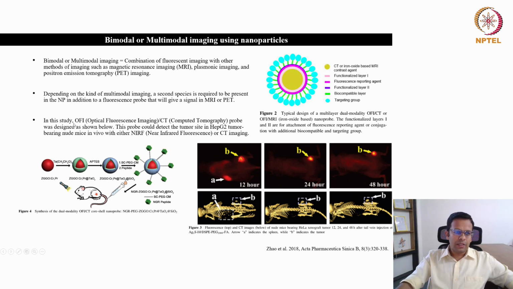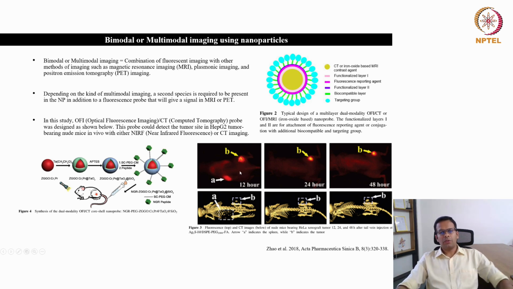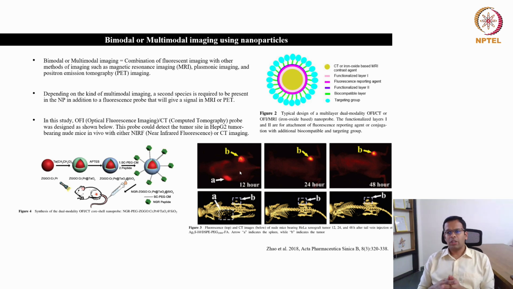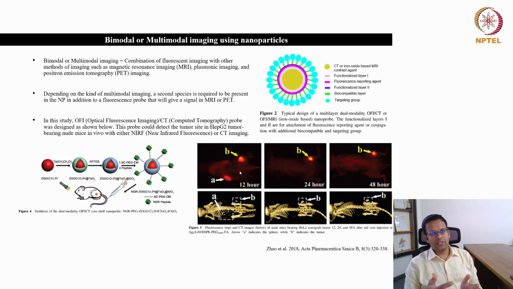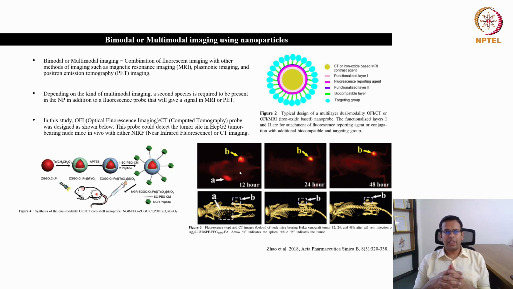In this study, OFI, that means optical fluorescence imaging, and CT, computed tomography probe, was designed as shown below, and this probe could detect the tumor site in HepG2 tumor bearing nude mice in vivo with either near infrared fluorescence or CT imaging. So this is how you can make the nanoparticles or modify the nanoparticles for dual modal imaging. You can combine the fluorescence imaging with other types of imaging technologies like MRI, CT or PET imaging.